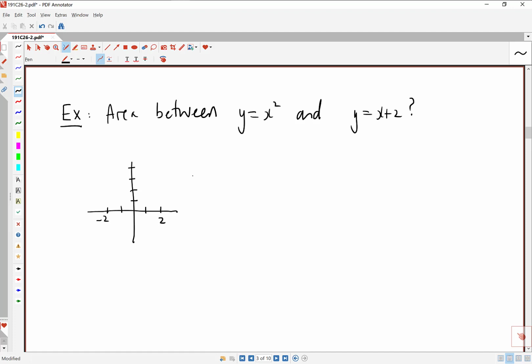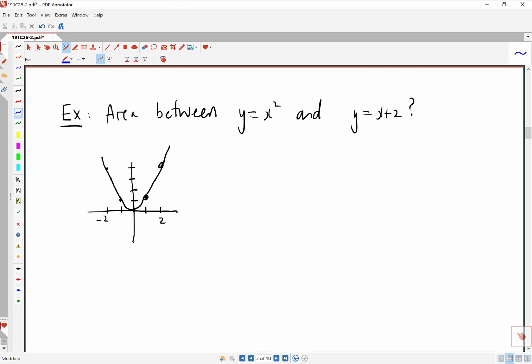I'll go a couple of units either way in the x direction. And let's start to plot our parabola. So that'll pass through 0, 0. When x is either plus or minus 1, y is 1. And then when x is plus or minus 2, y is 4. So we get those points on our parabola, and our parabola is looking something like that.